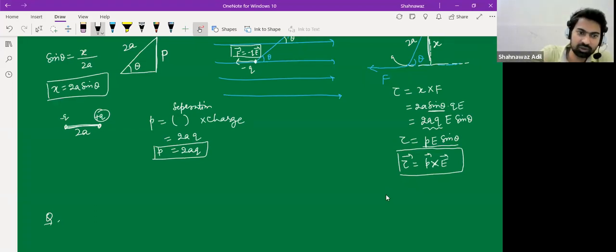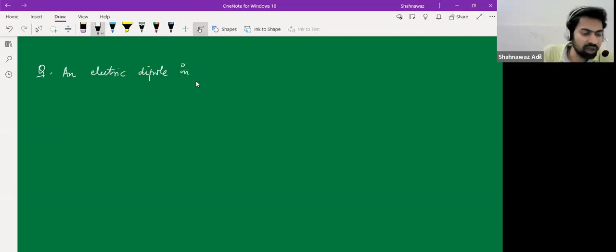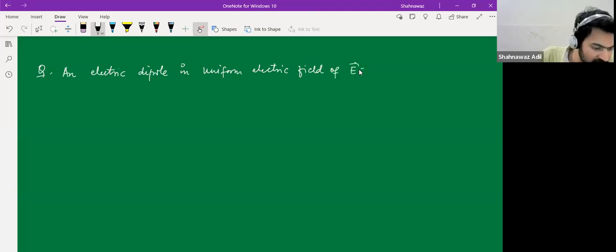So what was the question? You have an electric dipole in a uniform electric field of E equals, let's say, 15 Newton per coulomb. Let me write the magnitude. We have to find the torque on the electric dipole.